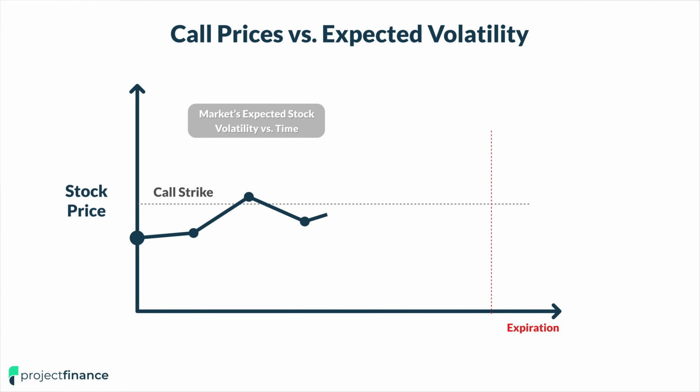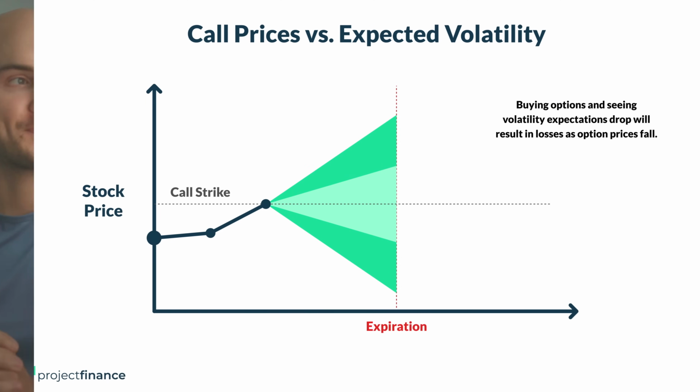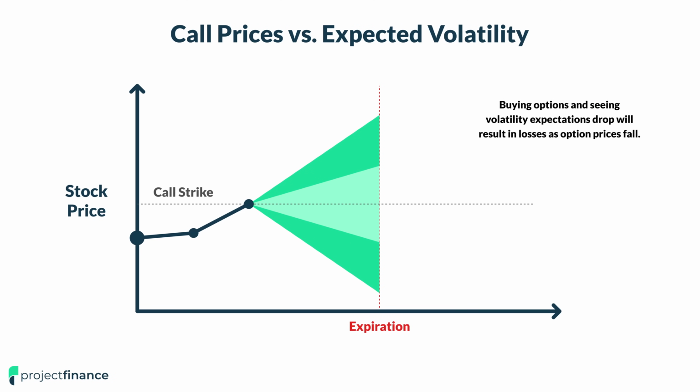If we look at this next graphic, we are looking at a less volatile stock price and a cone that shows the theoretical expectations for that stock's price going into the future. A low volatility stock, such as Coca-Cola, will have cheap options because of the small expected potential stock price increases. But volatility expectations are not constant, and so we can imagine a scenario where volatility is changing as we are trading options, which happens in real time every single day as stock prices change and new information comes into the market.